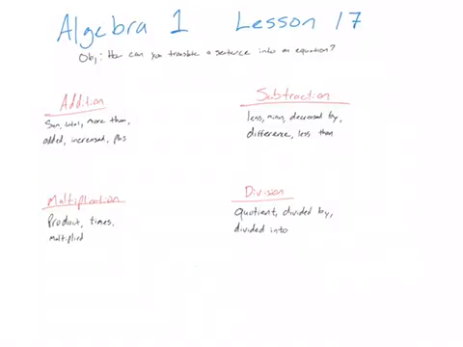Something you need to know are just some key words. These are some keywords that apply to addition. If you see the word sum, total, more than, add in, increased, plus, things like that, that would imply addition. Things for subtraction would be less, minus, decreased by, difference, or less than. Multiply would be product, times, or multiplied. And division is quotient, divided by, dividend, or divided into. So those are just some keywords that hopefully will help us out as we move forward.